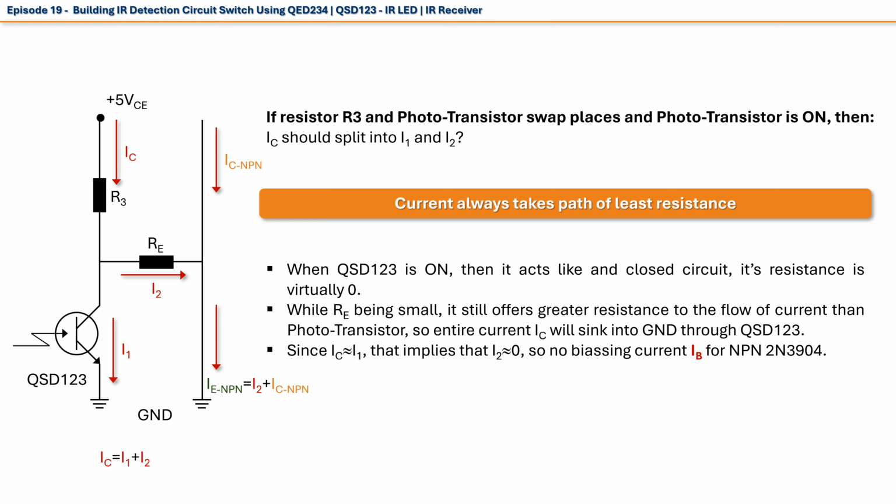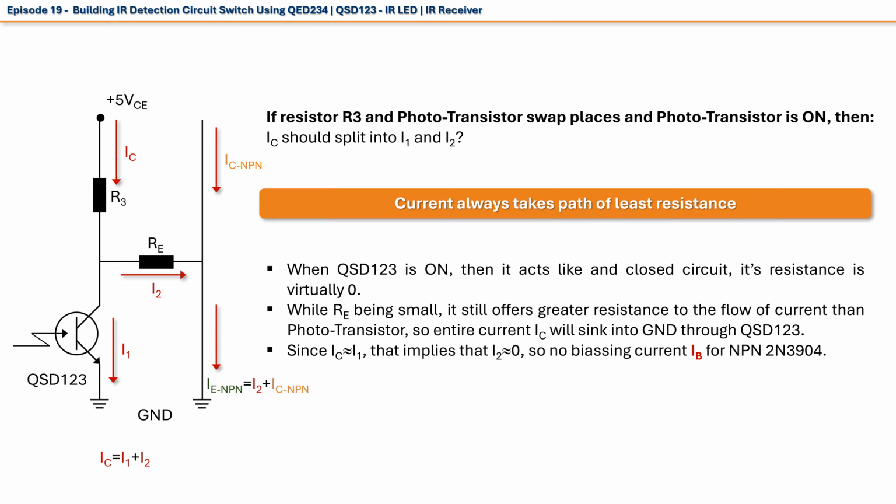Also, let us remind ourselves that current always takes the path of least resistance. So, in this case, the phototransistor provides little to no resistance to current flow at all. On the other hand, resistor RE is small, but it provides some resistance that is greater than the other path current can take across the phototransistor. So, in this case, there will be no branching of current IC into currents I1 and I2. The entire current IC will sink into ground, and no current will flow into RE. This will produce no base current IB to bias the NPN transistor, and the NPN transistor will remain always in cutoff mode of work. The circuit will never be on.